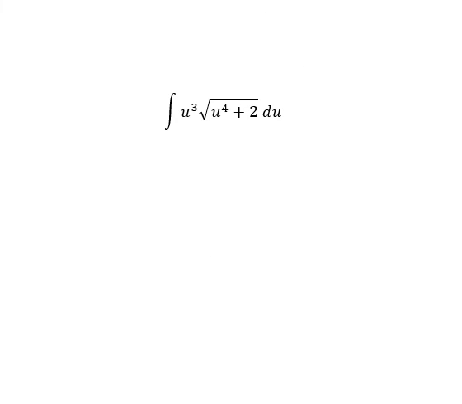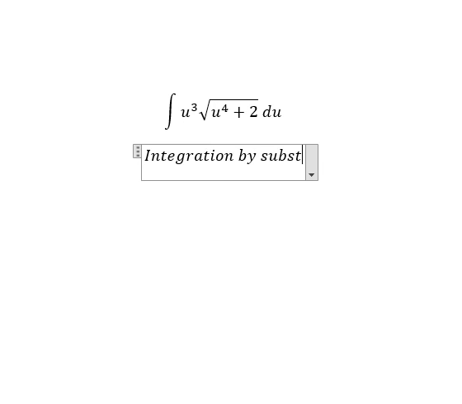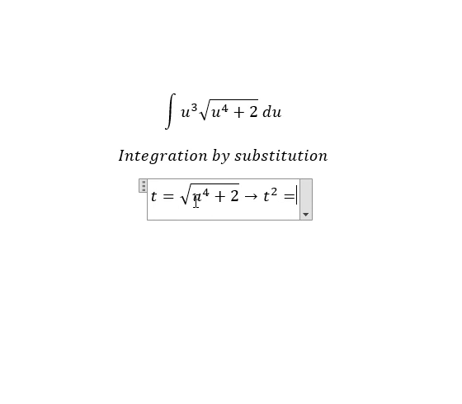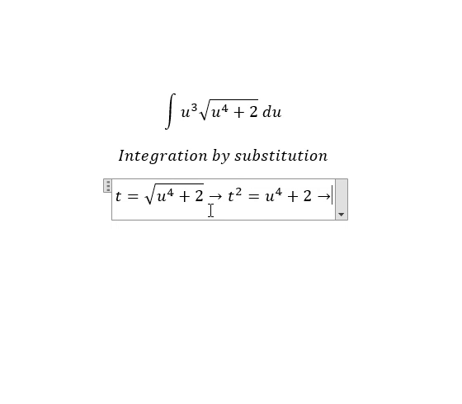Question number 3. We need to use integration by substitution. So I will put t equals to this one. So we put the square for both sides. We need to cancel the square root. And we have u to the power of 4 plus 2. Later that we do first the derivative for both sides.